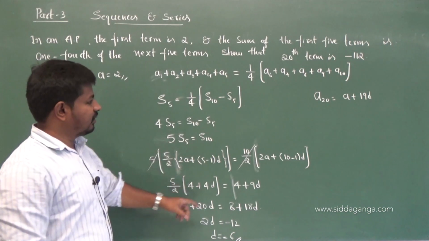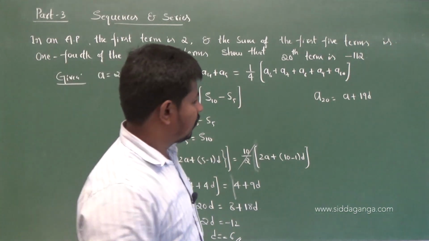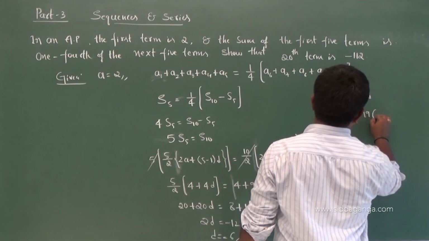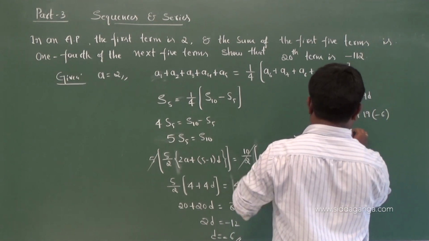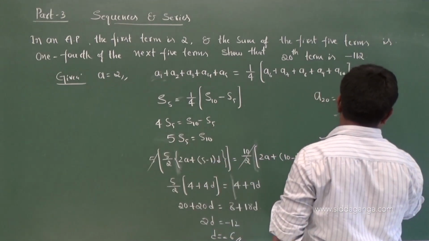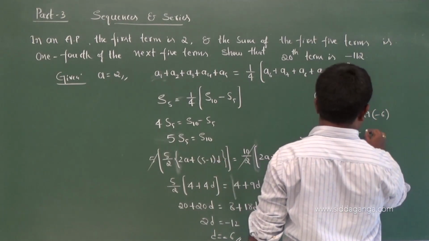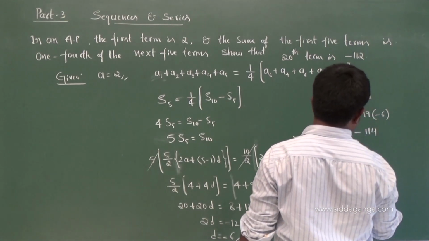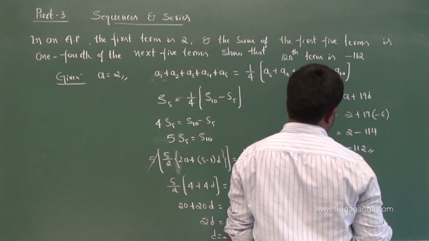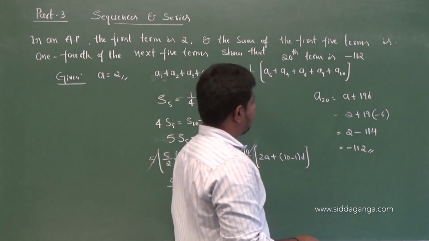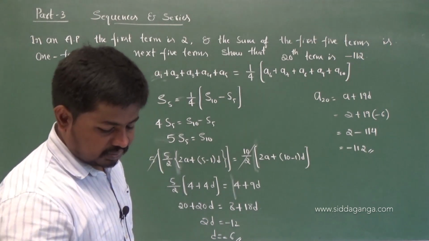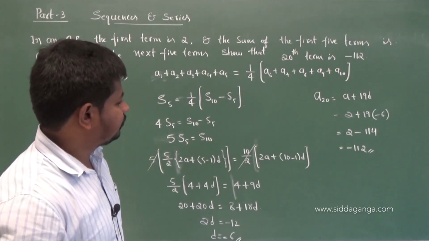So a we have, d we have. Then the 20th term is a, that is 2, plus 19 into d, which is minus 6, right. So 2 minus 114, you get minus 112. So we have proved the 20th term is minus 112. So this is the third one.